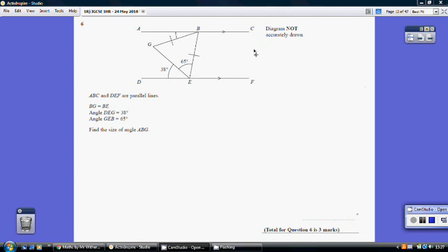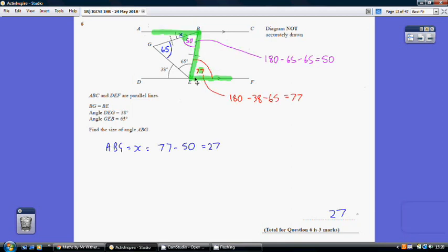Question 6, we've got to work out the angle A to B to G, so this angle up here. So let's just work our way around the shape. The first thing to note is that the triangle GBE is isosceles, because these two sides here are the same length. Now, what do we know about an isosceles triangle? Well, the base angles are equal, so given that that's 65, that is also 65. Now, once we know two angles inside a triangle, we can obviously work out the third easily, because angles in a triangle add up to 180. So this angle here is going to be 180, take away 2 lots of 65, which is 50.